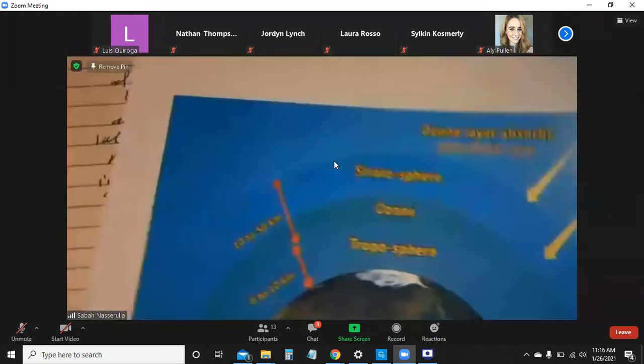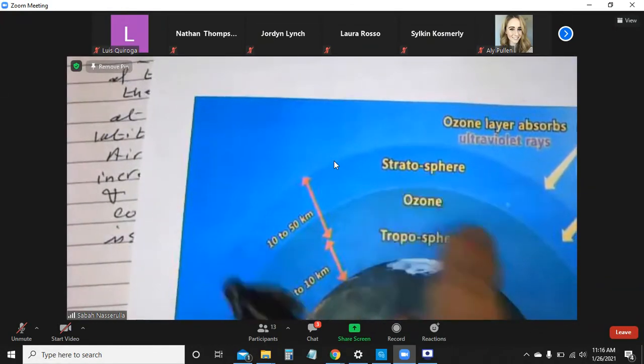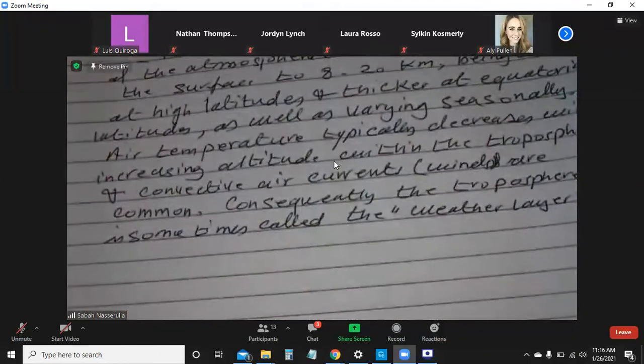Now we're going to move to this layer here, which is known as the stratosphere. Okay, we talk about this one now, the stratosphere.